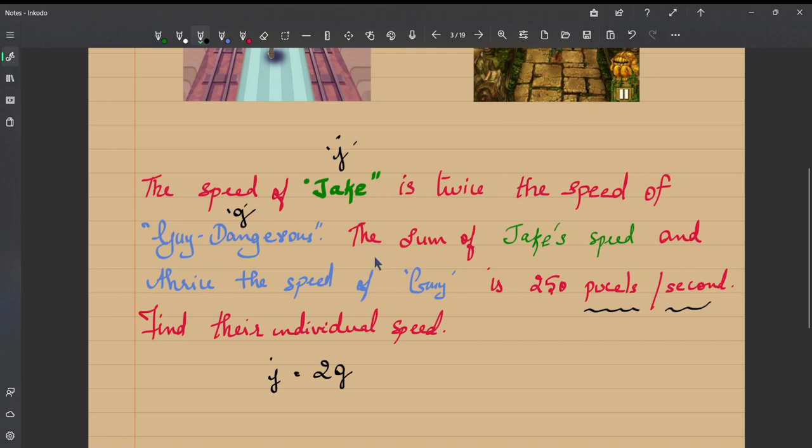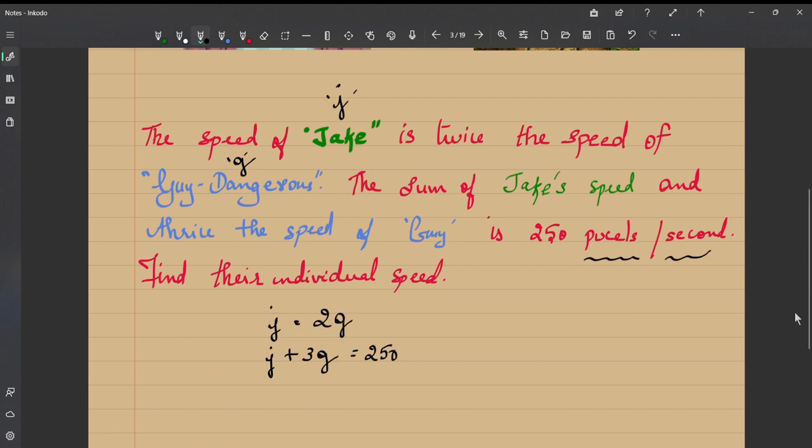What about the second statement? The sum of Jake's speed and thrice the speed of Guy is 250 pixels per second. So it is J plus 3G equals 250. Now we will have to find J and G, the speeds of these two characters.